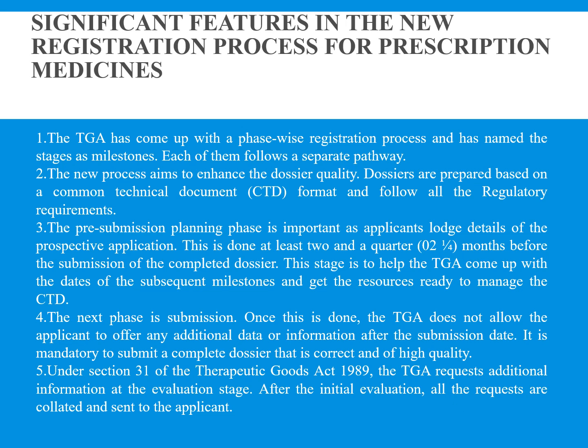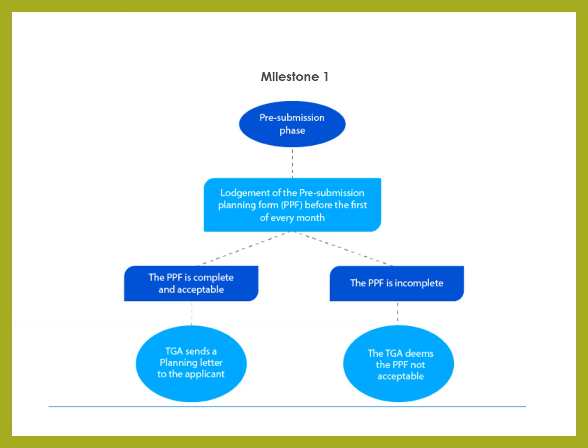Once this is done, the TGA does not allow the applicant to offer any additional data or information after the submission date. It is mandatory to submit a complete dossier that is correct and of high quality. Under Section 31 of the Therapeutic Goods Act 1989, the TGA requests additional information at the evaluation stage. After the initial evaluation, all the requests are collated and sent to the applicant. This is the process of the registration.